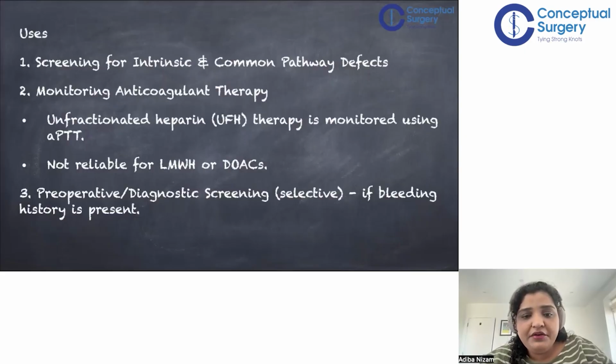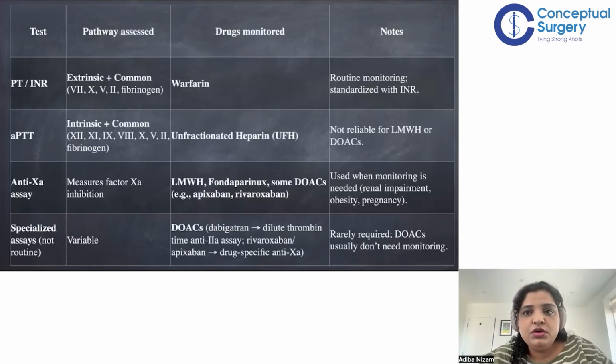So for selective preoperative and diagnostic screening, especially if there's a history of bleeding, APTT can be used just as is the case for PT. These should not be routinely used but selectively used. So again, in this table, we have summarized the pathways that are assessed by these tests and the drugs that are monitored. It's an important point to remember for clinical rounds and for exams, as to which test can monitor which drugs require monitoring by which tests.